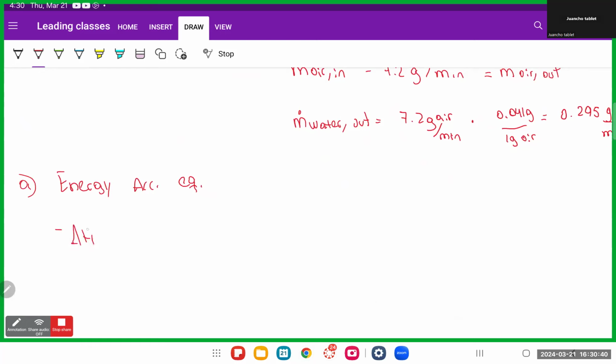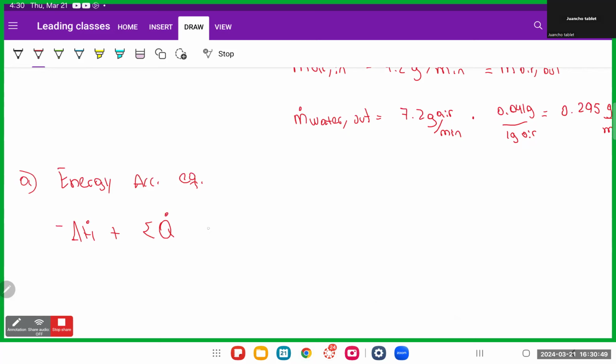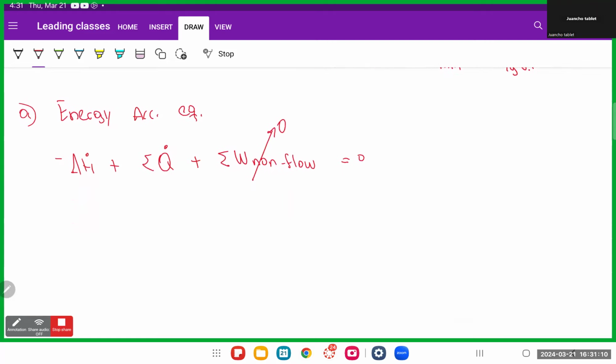It's going to be equal to negative enthalpy change, or the rate of enthalpy change, plus the sum of the rate of heat transfer, plus all the non-flow work, which you can think of as a shaft being applied to the system, or the system applying energy to something else. And as I was saying before, this is equal to 0. So we ended up with the equation that the heat transfer, or the heat loss, plus the rate of enthalpy change is going to be equal to 0.